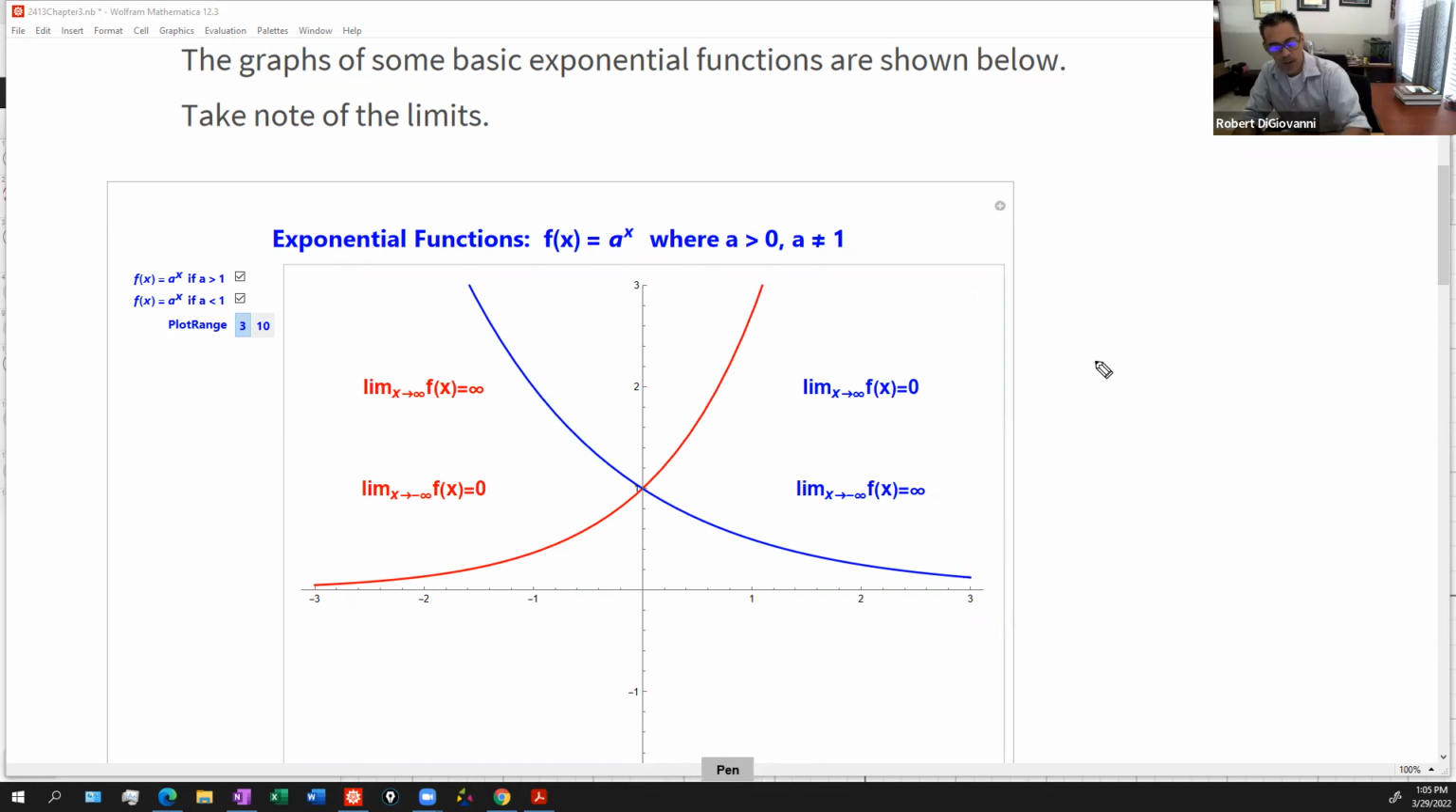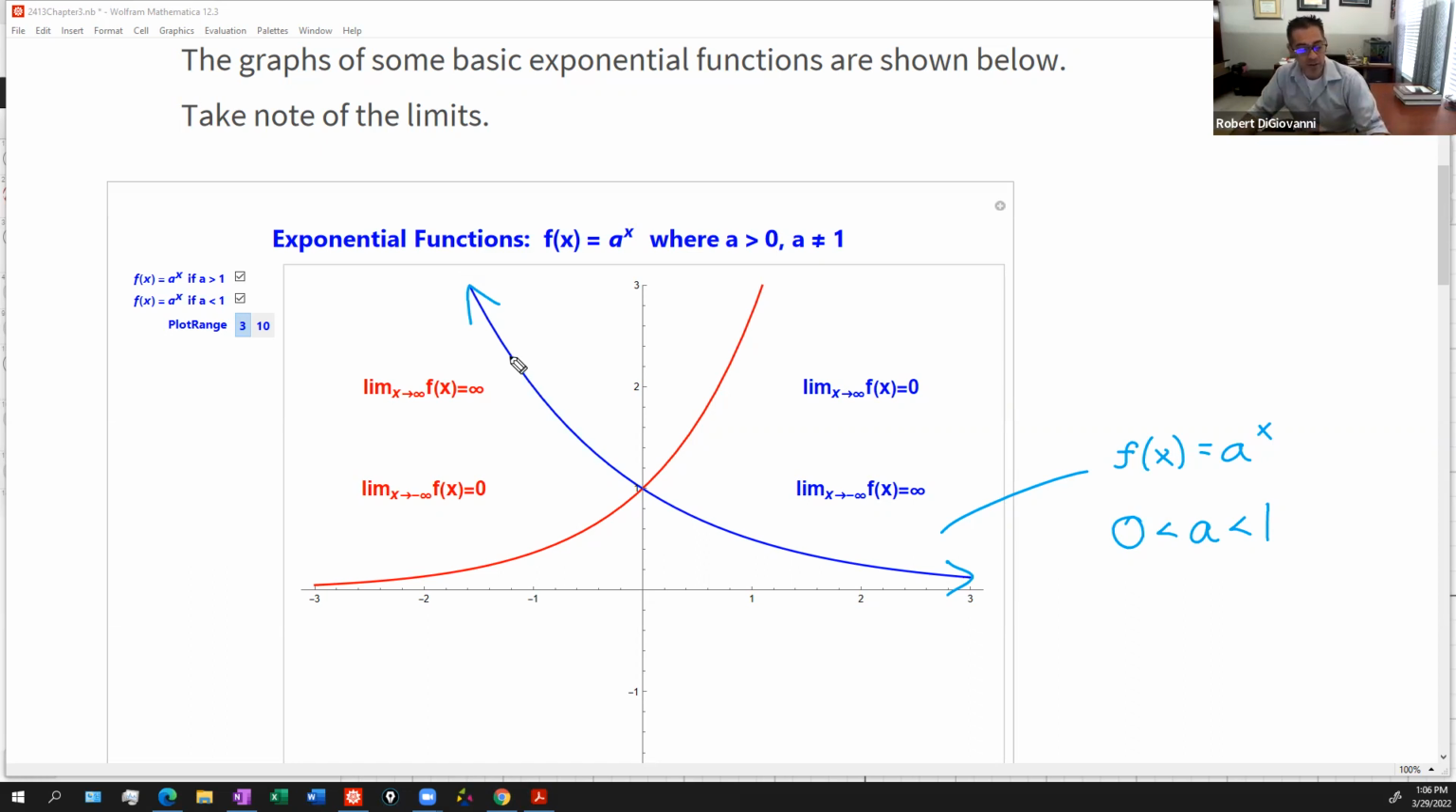Okay, there we go. The blue one here is a function f of x equals a to the x, where here a is between 1 and 0. If you use a number that's a fraction or a decimal like 0.25, then you're not going to have exponential growth. You're going to have what we call exponential decay.